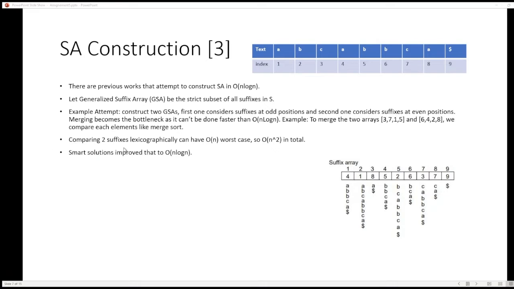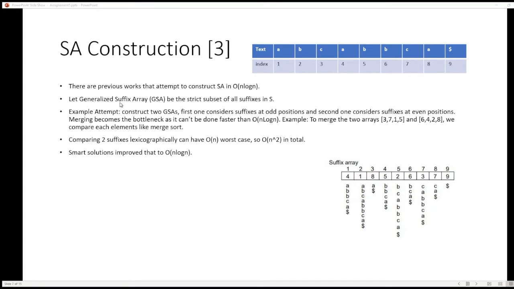So how do we construct a suffix array in linear time? Unfortunately, this was not always possible, as this remained an open problem for almost 10 years, and there were many attempts to do this. One of the attempts was able to achieve it in n log n time.